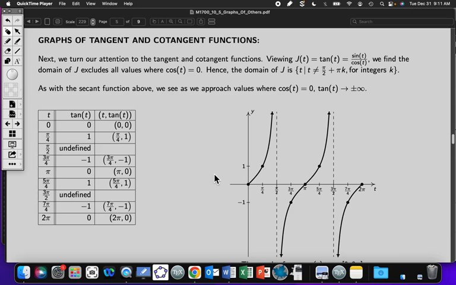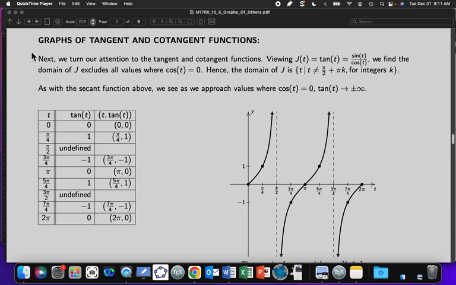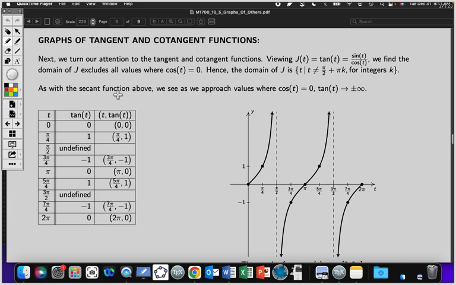Okay, let's take a look at the graphs of the tangent and the cotangent functions. Once again, going back to those quotient identities we had in the last section, we can think of tangent as being sine divided by cosine. So anytime cosine is 0, the tangent is going to have an issue. So the domains for the tangent and the secant functions are going to be the same. We have to throw out pi over 2 plus any whole number multiple of pi.